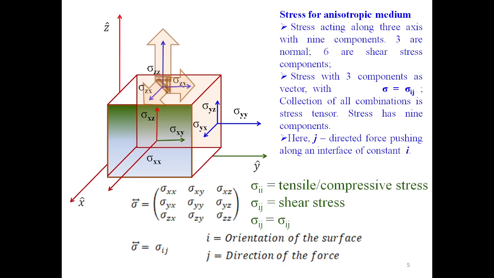So here sigma ii represents sigma xx, sigma yy and sigma zz along all the 3 axes, and this represents the tensile or compressive stress on the cubic volume. And sigma ij represents shear stress, that means sigma xy, sigma yx, sigma zx, sigma xz, sigma zy and sigma yz. These represent shear stress. And here sigma ij is equal to sigma ji, and that's why we need 6 stress components to describe the stress.